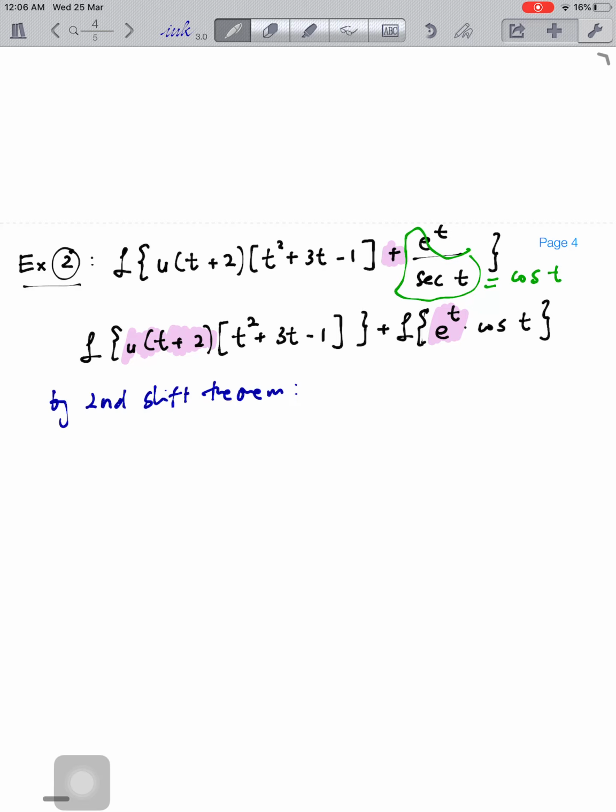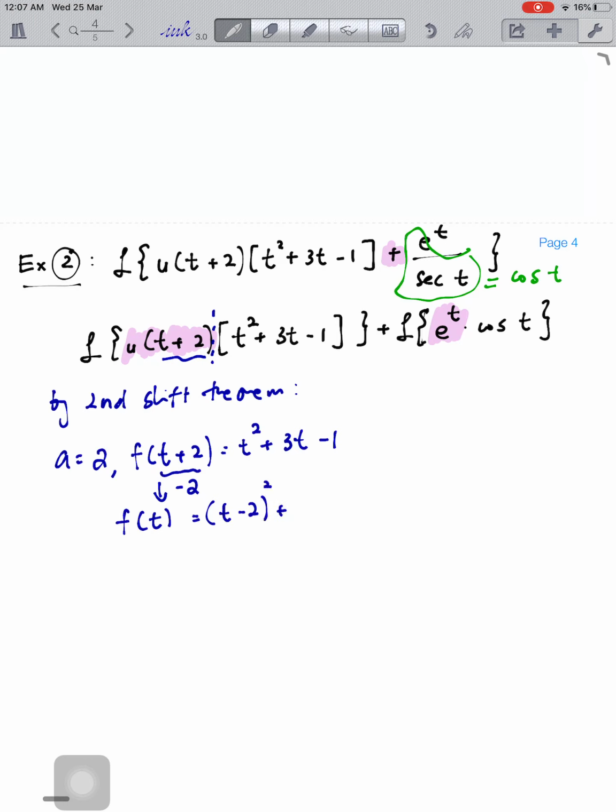From this function right here, straight away we can identify a as a value of 2. So my function of f of t plus 2, remember this 2 is a match, is going to equal t squared plus 3t minus 1. And I have to convert this to f of t by adding a minus 2. So everywhere there's going to be (t minus 2) squared plus 3 multiplied by (t minus 2) and minus 1.